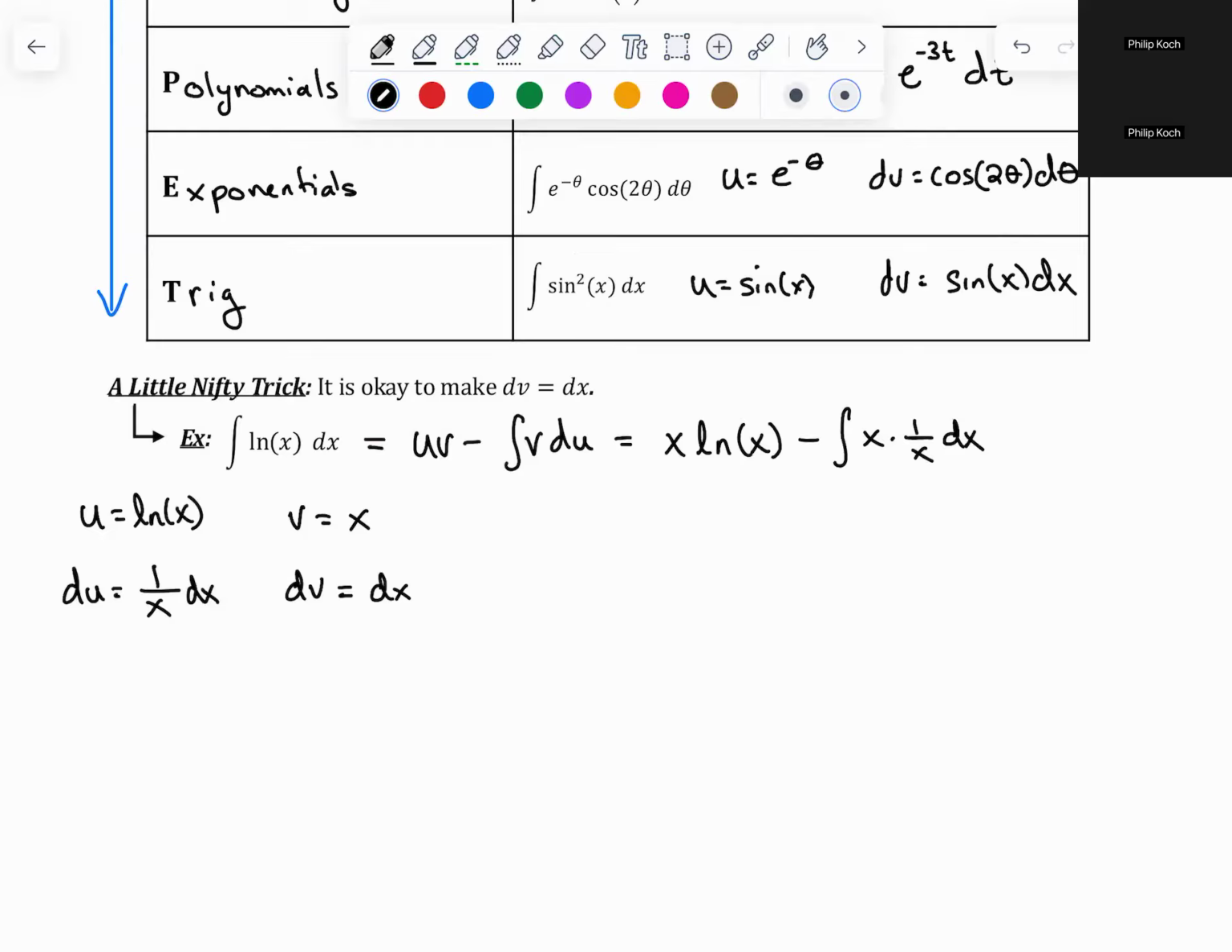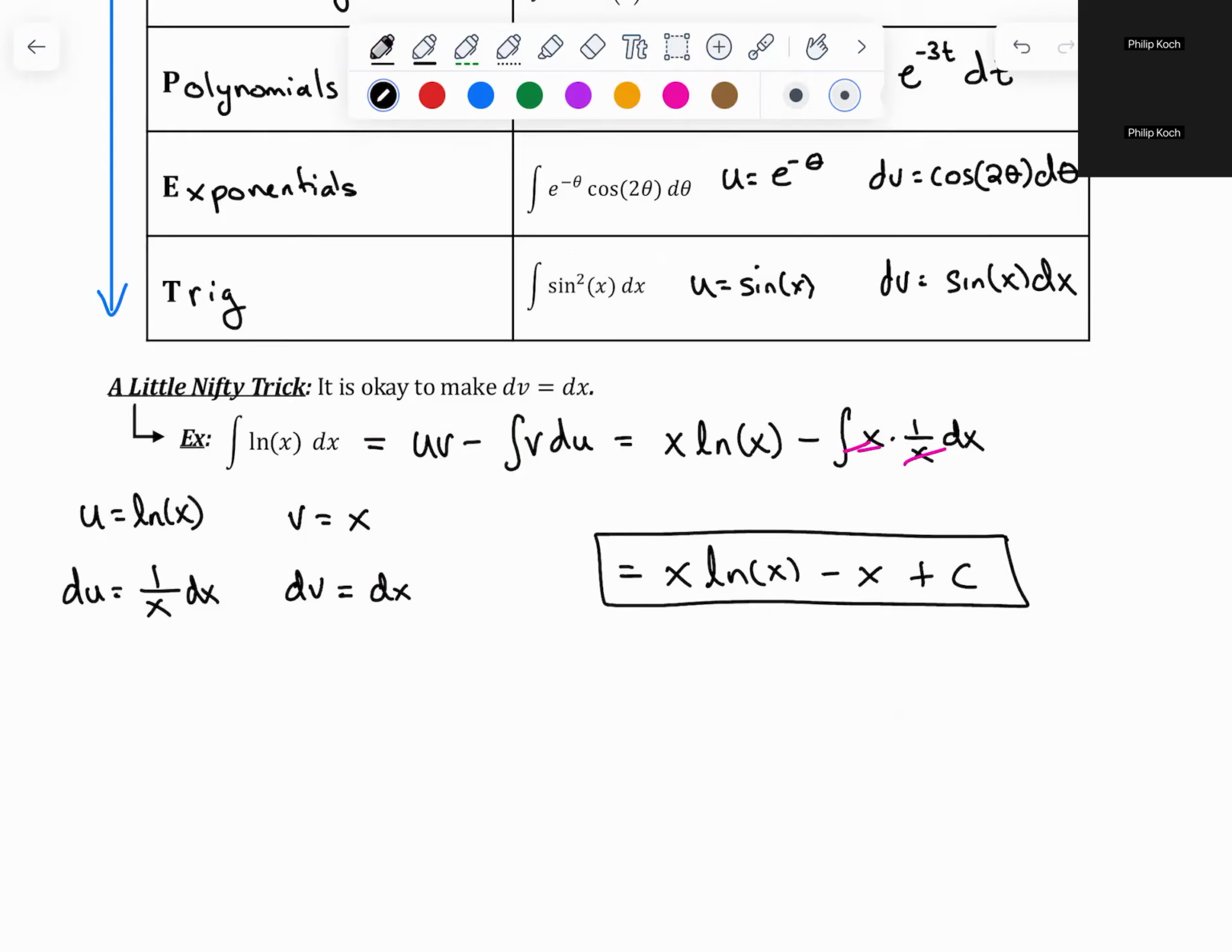So the x's cancel, and we just have the integral of 1, and the integral of 1 would be x. So the answer is x natural log of x minus x plus a constant c. Now we know what the integral of natural log of x is: x natural log of x minus x plus c. We weren't able to figure it out until we found out about integration by parts. That was a stumper. That was a difficult one for mathematicians. Now we have it, and it's pretty quick.